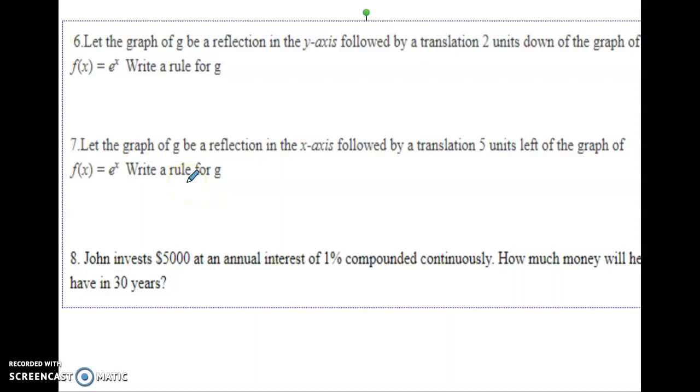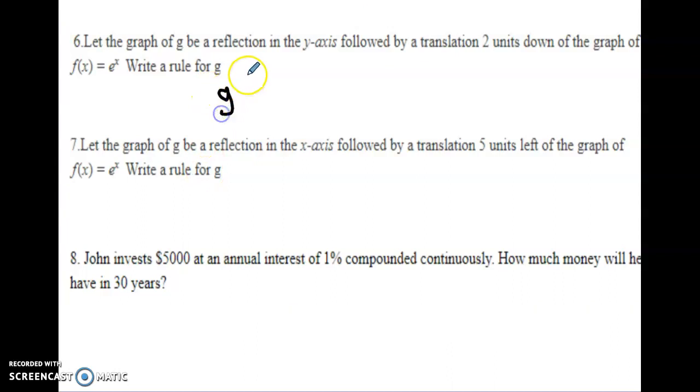Number 6, so what we're doing is we're writing the equation for g. So we're just going to write g of x. And we're going to start out with this exponential function, e to the x. But the first thing, it's a reflection in the y-axis. So that makes the x negative. And then translation 2 units down, that makes this minus 2.